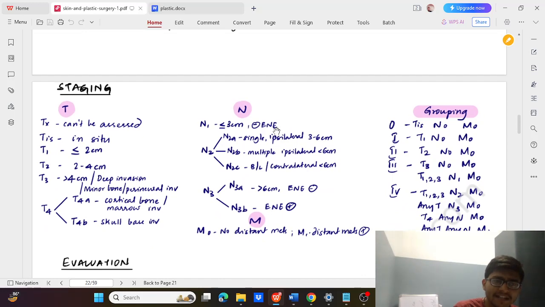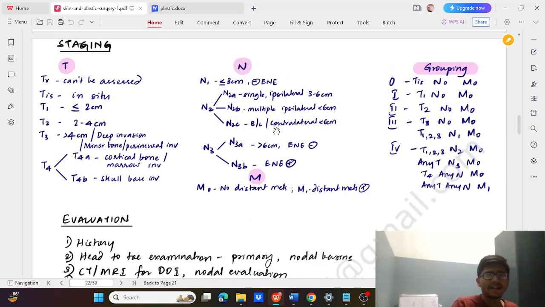Then staging, TNM staging. So what is this TNM staging? Where Tis is in situ, T1 less than 2 centimeter, T2 is 2 to 4 centimeter, T3 more than 4 centimeter or having minor bone invasion, deep invasion or perineural invasion, T4a cortical bone invasion or marrow invasion, T4b is skull base invasion. N1 is node size less than 3 centimeter without extranodal extension. N2 is size less than 6 centimeter and N3 is more than 6 centimeter or extranodal extension.